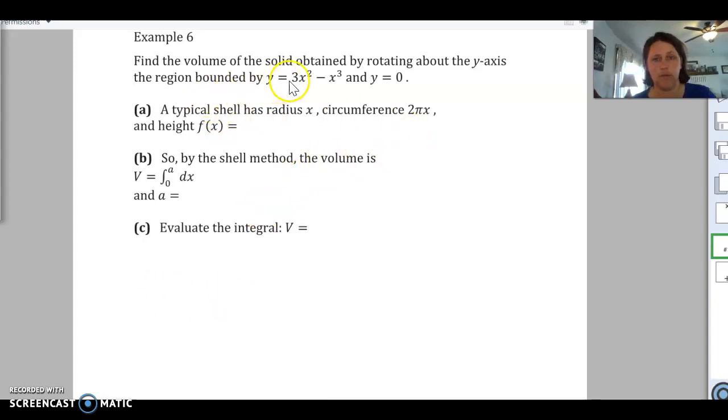Find the volume of the solid obtained by rotating about the y-axis the region bounded by y equals 3x squared minus x cubed and y equals 0. So we're going to take this equation, y equals 3x squared minus x cubed, and factor it so I can get a better idea of what the picture will look like. Factor out an x squared, and then we have 3 minus x left over, and then let's sketch out a picture over here.